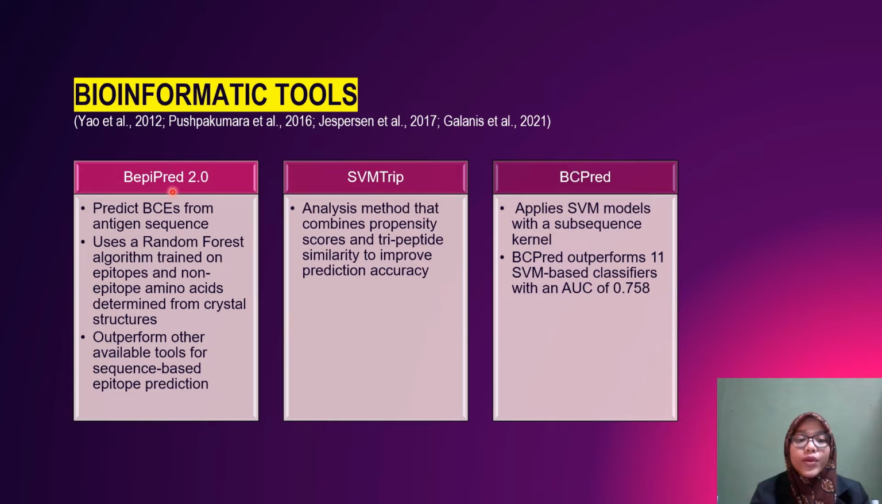So BPPRAT 2.0 can predict B-cell epitopes from the antigen sequence. It uses a random forest algorithm trained on epitope and non-epitope amino acids determined from crystal structures. This prediction tool has outperformed other available tools for sequence-based epitope prediction. Meanwhile, SVM3 is an analysis method that combines propensity scores and tripeptide similarity to improve prediction accuracy. The last prediction tool used is BCPRAT, which also applies SVM, or support vector machine, models with a subsequence kernel. BCPRAT has outperformed 11 support vector machine-based classifiers with an AUC of 0.758.